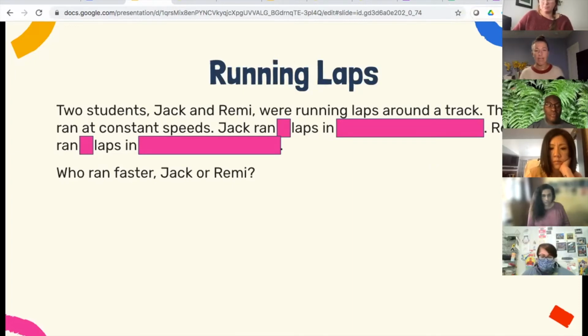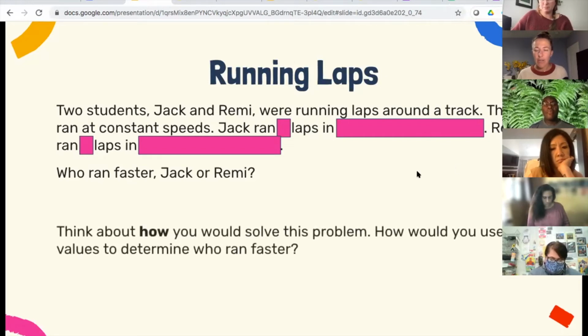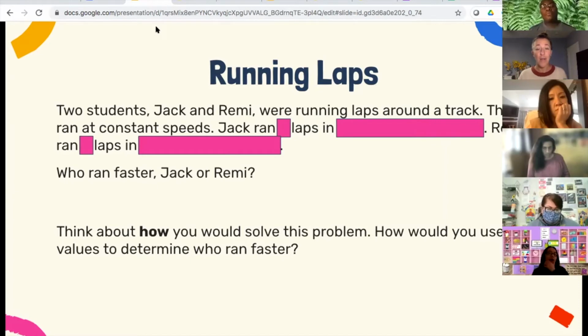So 2 students, Jack and Remy, were running laps around a track. They ran at constant speeds. Jack ran some number of laps in some amount of time. Remy ran some number of laps in some amount of time. So the question is, who ran faster, Jack or Remy? And I want you to just take a moment and think about how you would solve this problem. How would you use the values to determine who ran faster? Would anybody like to unmute and share? I know I haven't given you the values, that was on purpose, but how would you use the values to figure out who ran faster?